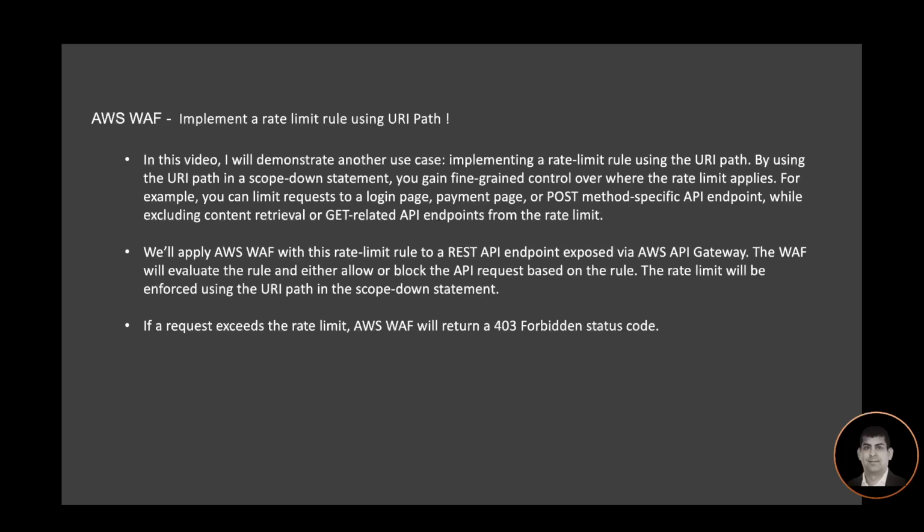We will apply AWS WAF with the rate limit rule to a REST API endpoint exposed via AWS API Gateway. The WAF will evaluate the rule and either allow or block the API request based on the rule. The rate limit will be enforced using the URI path in the scope down statement. If a request exceeds the rate limit, AWS WAF will return a 403 forbidden status code.